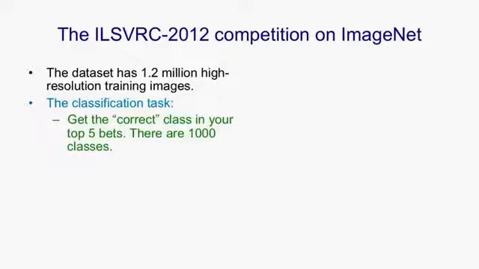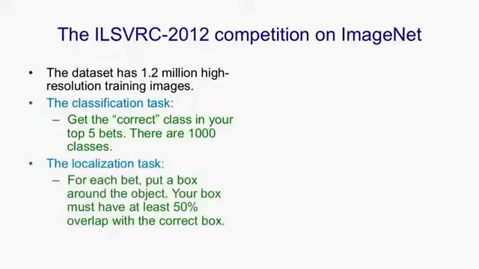So, to make the task feasible, the computer vision system is allowed to make 5 bets, and it's said to get it right if one of those bets corresponds to the label that a person has given the image. There's also a localization task.